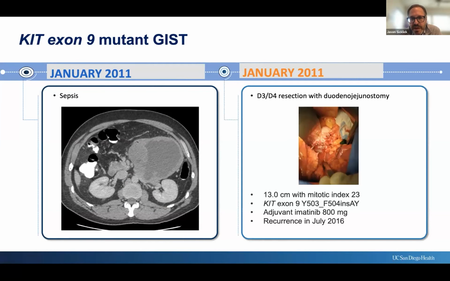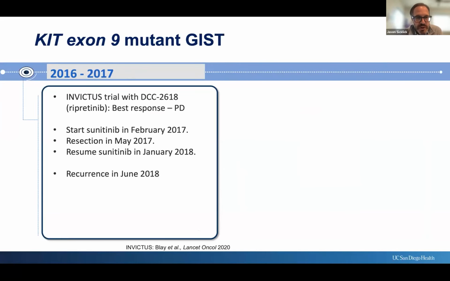I took him to the operating room. We did a resection of this tumor. It turned out to have an exon 9 mutation, and we put him on therapy. And over the next several years he did well, but developed a recurrence about 5.5 years after surgery.